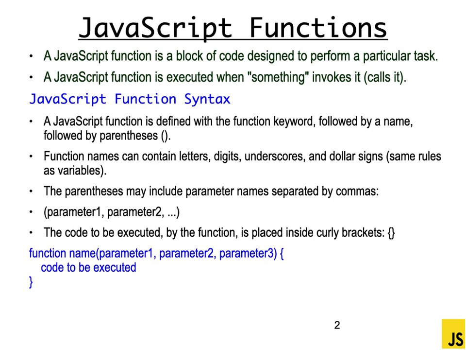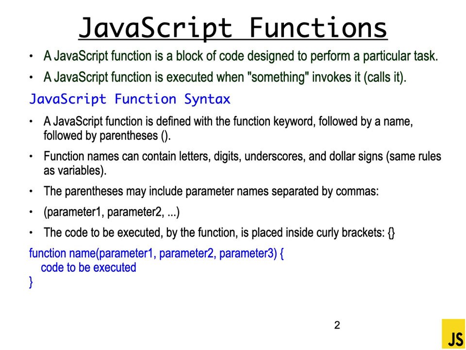Now we will see more about function syntax, some examples, the return value of a function invocation or function call, etc. First, the function syntax. A JavaScript function is defined with the function keyword, followed by a name, and followed by parentheses.